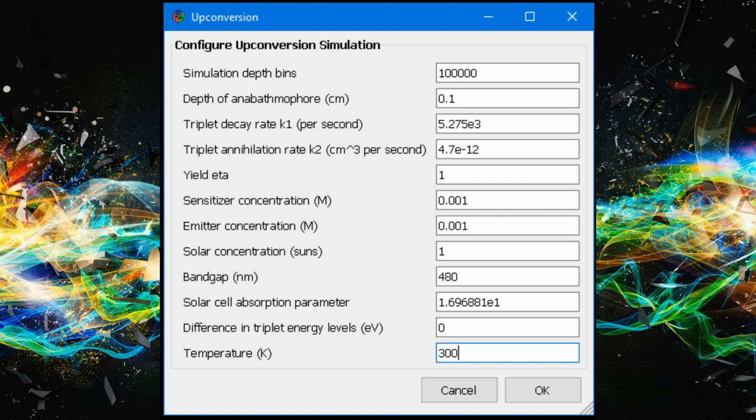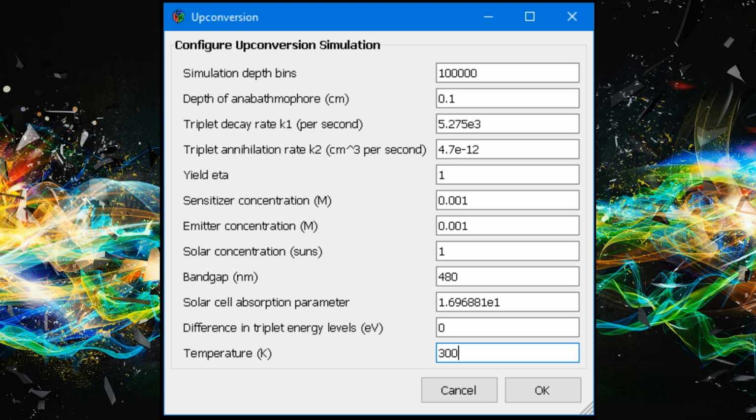The next parameter is the yield eta. In some emitter molecules, when you annihilate two triplet excited states, you always get a singlet excited state as a result, and that singlet excited state emits fluorescence. If your system behaves that way, then the yield eta is 1. In some emitter molecules, annihilation doesn't always result in that singlet excited state, which is fluorescent. In that case, the yield eta is a smaller fraction. Eta should always be between 0 and 1, where bigger is better.